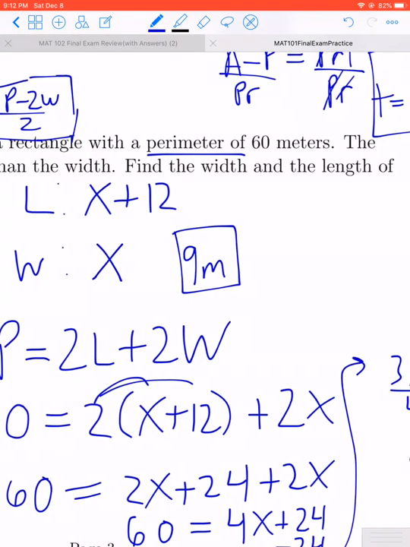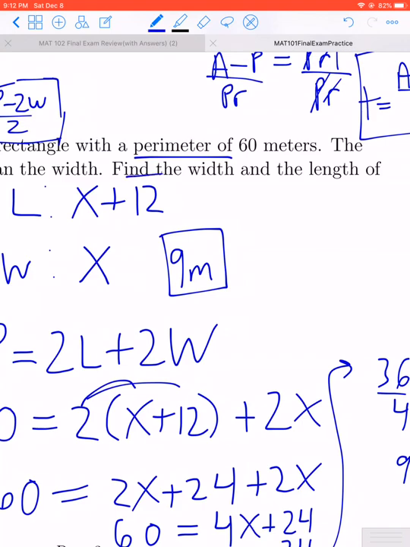But they also ask us not just for the width, but also for the length. Remember, the length was the width plus 12, so this one would be 9 plus 12, which would be 21 meters. So our rectangle had a width of 9 meters and a length of 21 meters.